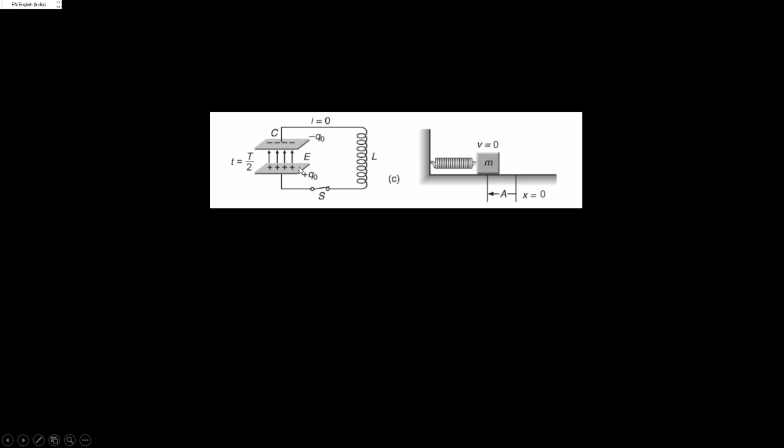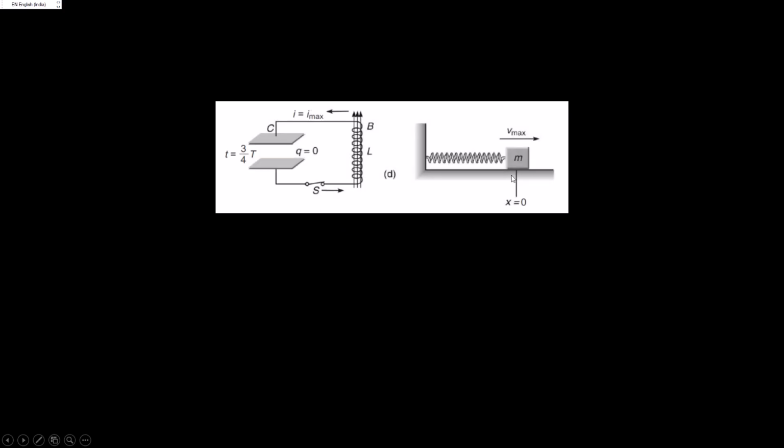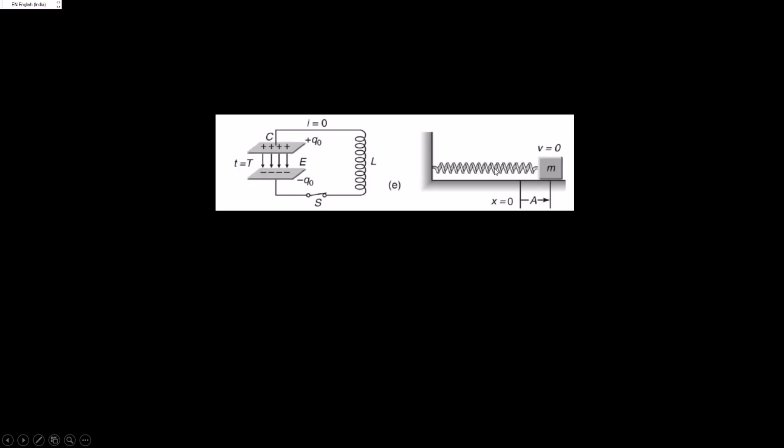Now in another stage, when the current is 0 and the capacitor is reversely charged, the spring is fully compressed, the velocity of the mass is 0 and its amplitude is A. So we are comparing the amplitude with the charge and the velocity with the current, and the process repeats. So this is an analogy of oscillation of charge in an LC circuit to a mechanical spring mass oscillation.